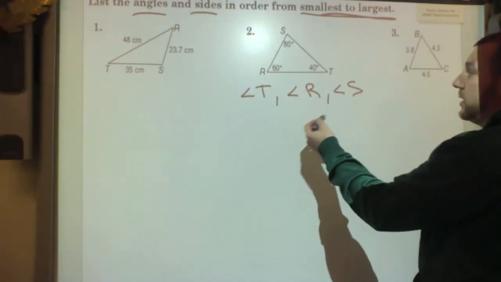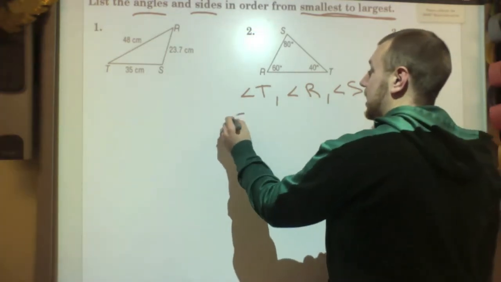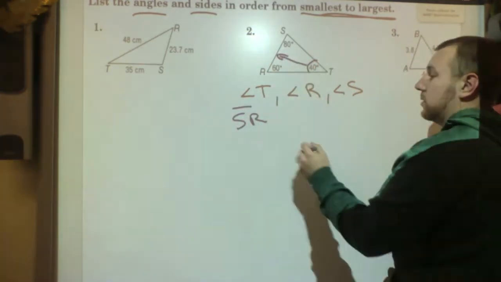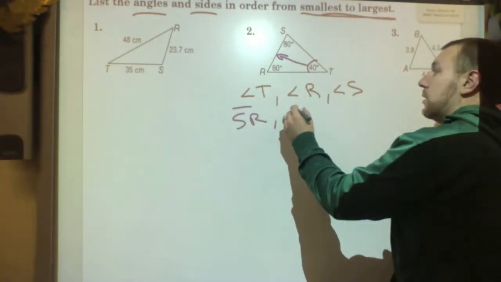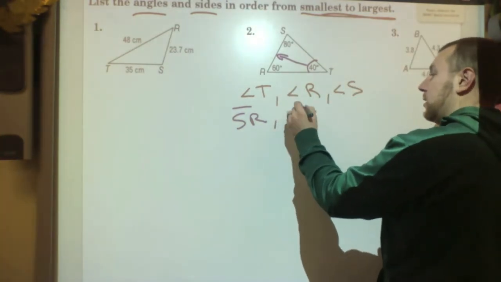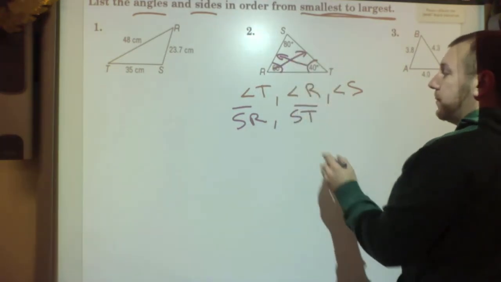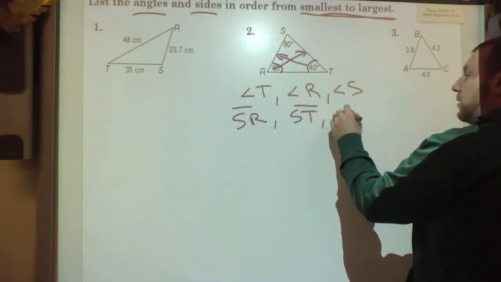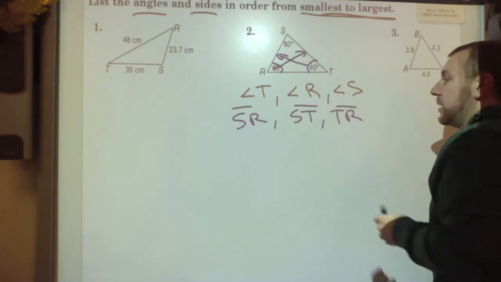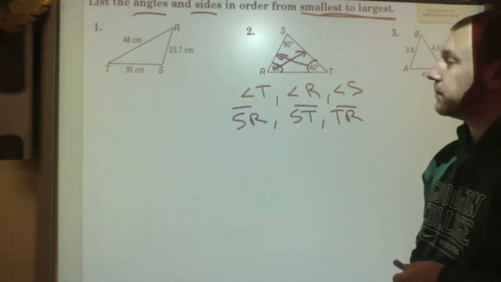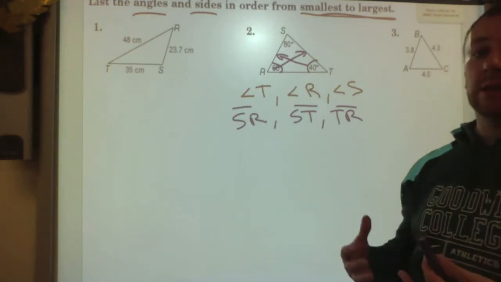Then the sides are side SR across from T, then ST, the side across from R, and then the final side, TR. So again, smallest to largest. So that's a triangle inequality.